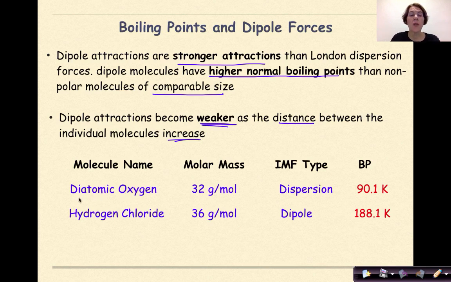We can see this if we look at 2 different molecules. Diatomic oxygen has a molar mass of 32 grams per mole, experiences dispersion forces, and has a boiling point of 90.1 Kelvin. Compare that to a polar molecule like hydrogen chloride, which has a comparable mass of 36 grams per mole, experiences dipole forces, and has a much higher boiling point of 188.1 Kelvin.